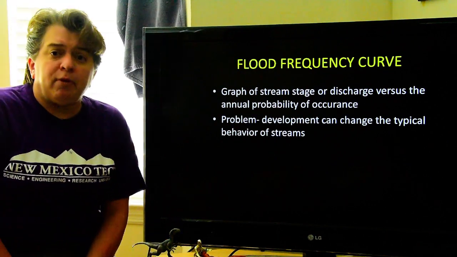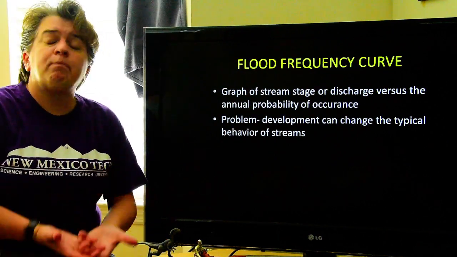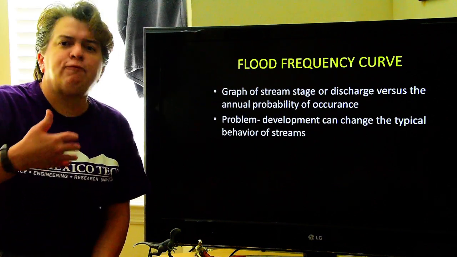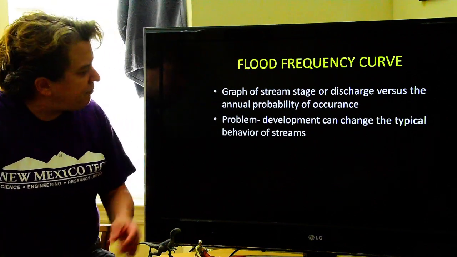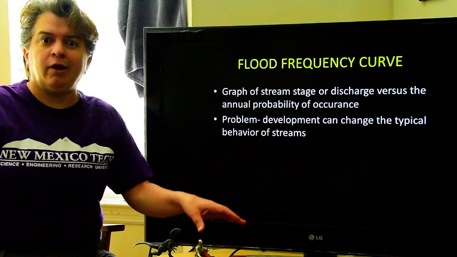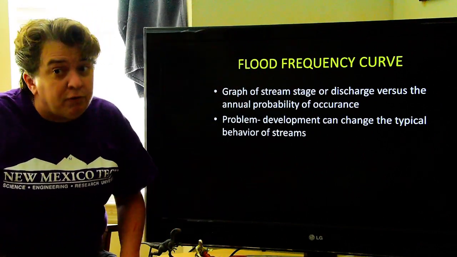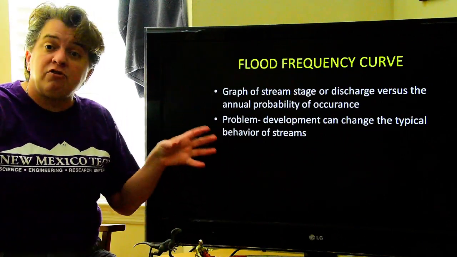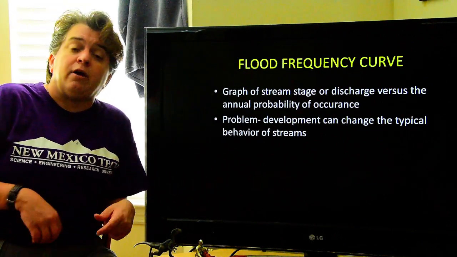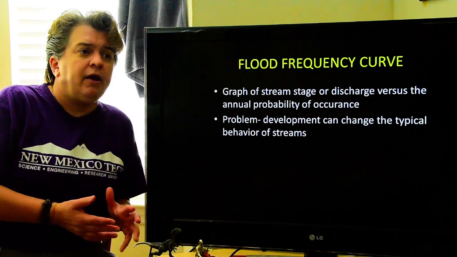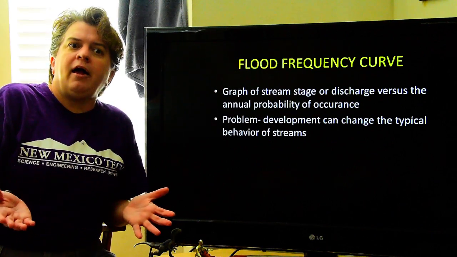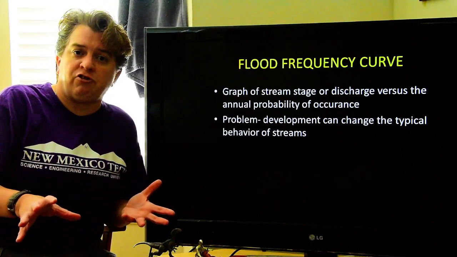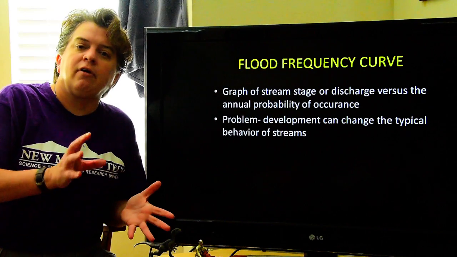Now, there is a problem, though, when we look at past behavior of streams and try to use it to forecast future behavior. Development, meaning building all these roads and houses and parking lots and stuff, that can change the typical behavior of streams. So you can have streams where they didn't flood often, and now they do because the urbanization has changed their behavior.